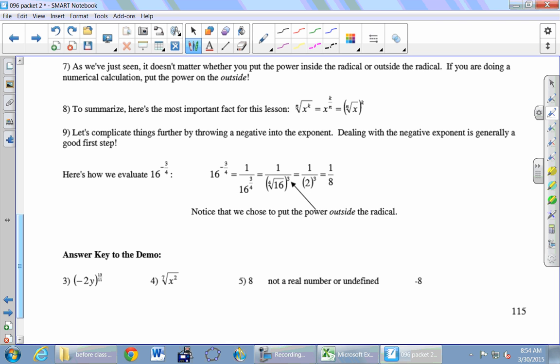Right. But better than that, if we don't have the calculator, is to put that 3 on the outside, right? Because then we don't need to do 16 to the 3rd. We just do the 4th root.